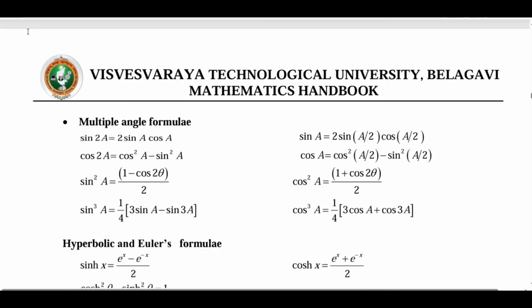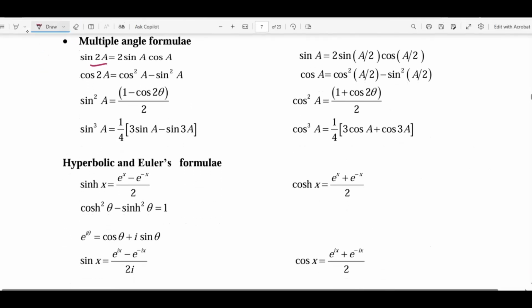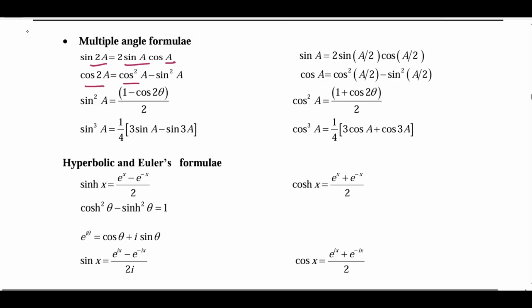Then you have the next one, multiple angle formulas. That is sin 2a is 2 sin a cos a, cos 2a is cos square a minus sin square a. Sin a is 2 sin(a by 2) cos(a by 2), cos a will be cos square(a by 2) minus sin square(a by 2). Sin square a will be (1 minus cos 2a) divided by 2, cos square a will be (1 plus cos 2a) divided by 2. Sin cube a will be 1 by 4 times (3 sin a minus sin 3a), cos cube a will be 1 by 4 times (3 cos a plus cos 3a).